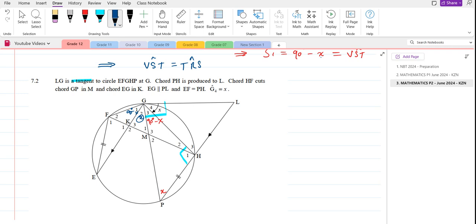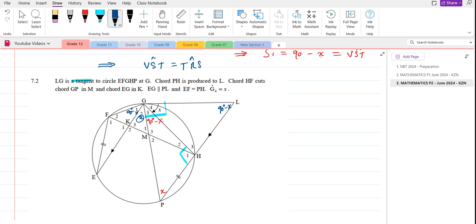We got a 90 here, we got an x there, that's 90 minus x. Because of this triangle here, that's 90 minus x there. If that is 90 minus x, I can take a corresponding angle there, that's 90 minus x. There's another angle which is 90. Can we take a perpendicular somewhere? That's alternate angles.